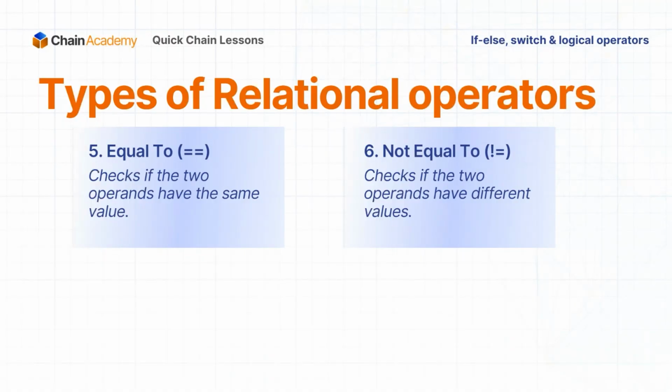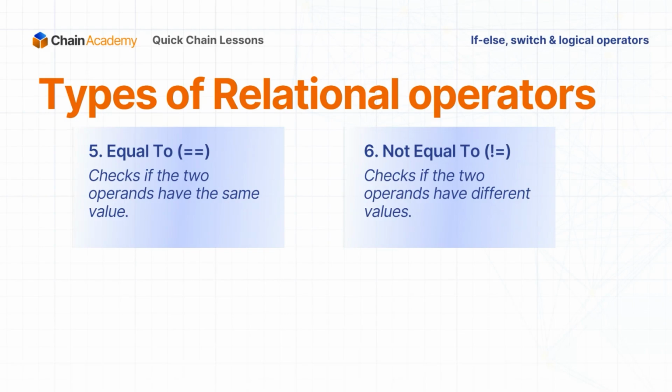Now, we also have relational operators that check for equality and inequality. We have the equal to, which uses the double equals symbol. This checks if the two values are the same. For example, 5 is equal to 5 is true. But keep in mind, it doesn't check the data type very strictly. For instance, a 5, which is a string, is equal to 5 is also true because JavaScript converts the string into a number before comparing. If you want to make it stricter, you need to use triple equals.